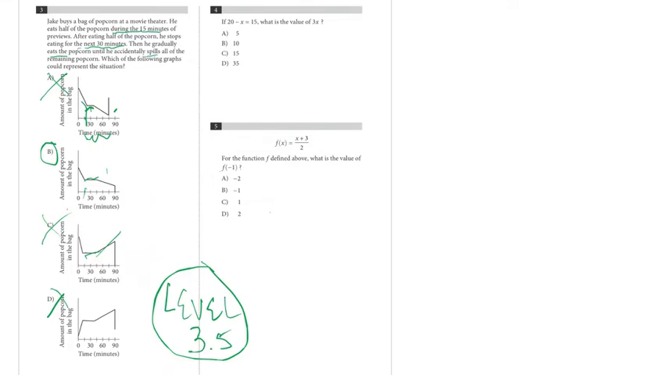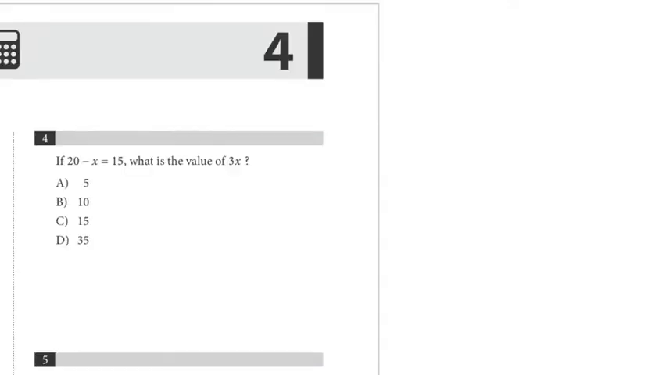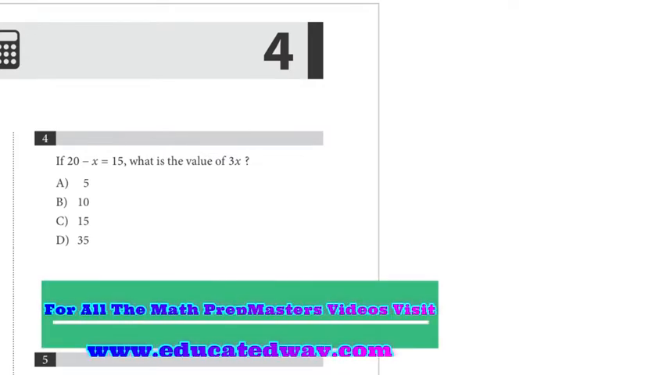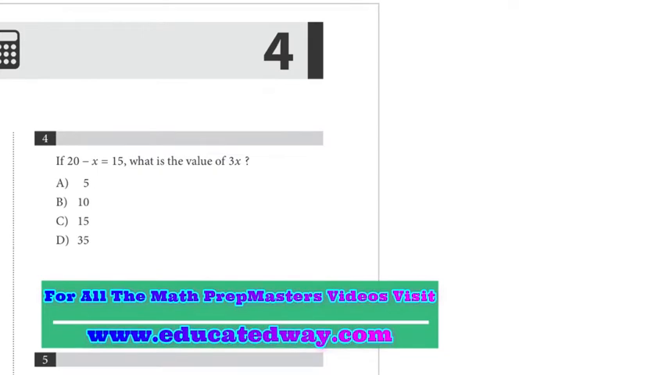Let's go to number 4. If 20 minus x equals 15, what is the value of 3x? Okay. Looks like we have sort of a straight algebra question. If you wanted to do this really quickly, and that's what you do want to do on this test because it is timed, you don't have to use algebra. 20 minus what number equals 15? X would be 5. And then 3x would be 3 times 5, answer 15. Simple question. But I'm going to show you the algebra because this is a teaching video.